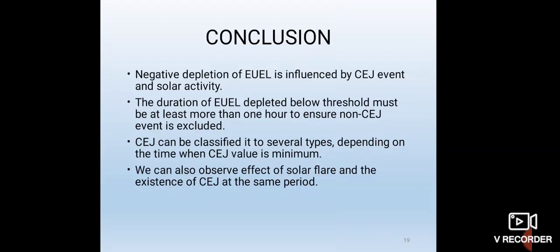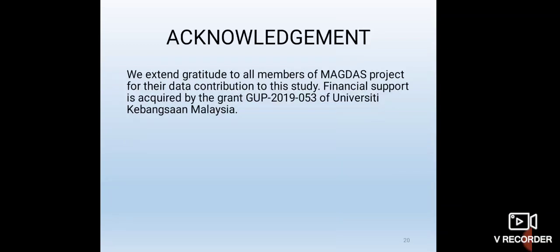As a conclusion, the negative depletion of EUL is influenced by CEJ and solar activity. The duration of EUL depletion below threshold must be at least more than 1 hour to ensure non-CEJ event is excluded. CEJ can be classified to several types depending on the time when CEJ value is minimum. Last, we can also observe effect of solar flare and the existence of CEJ at the same period.